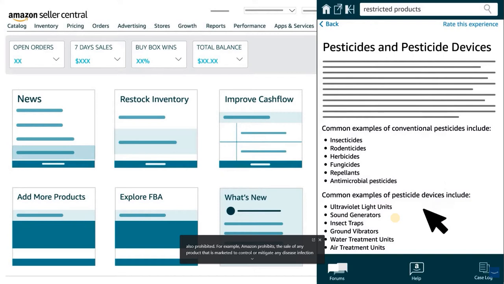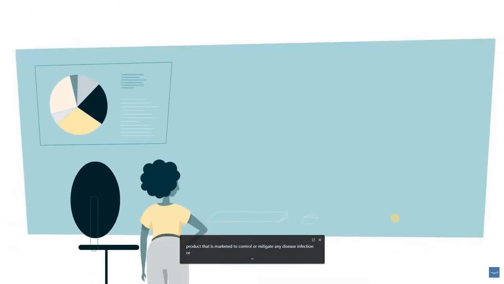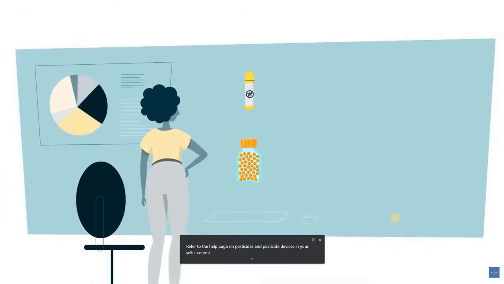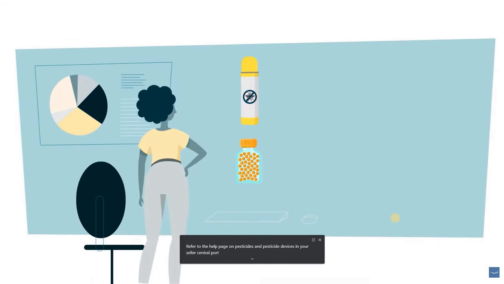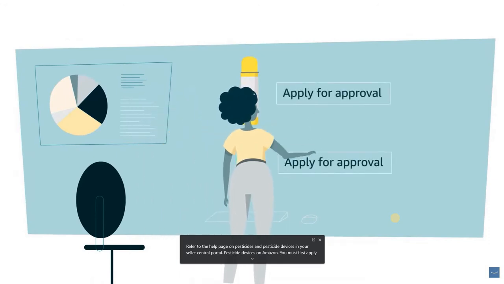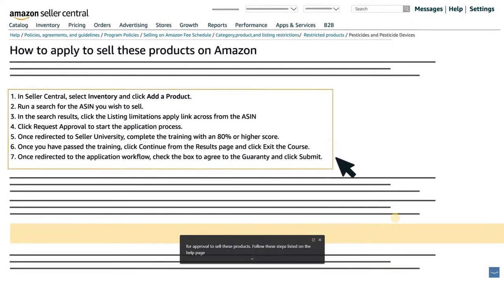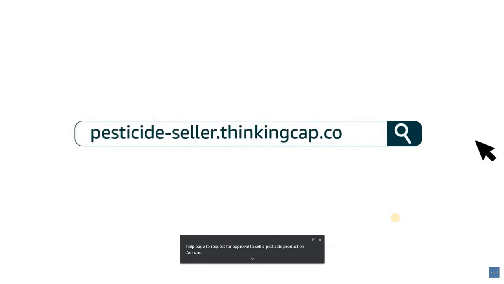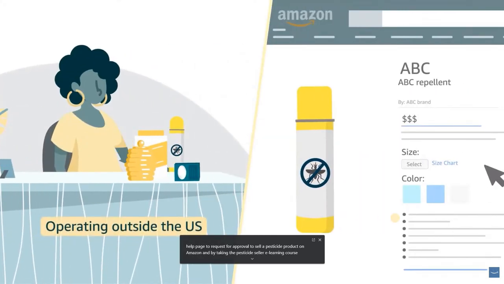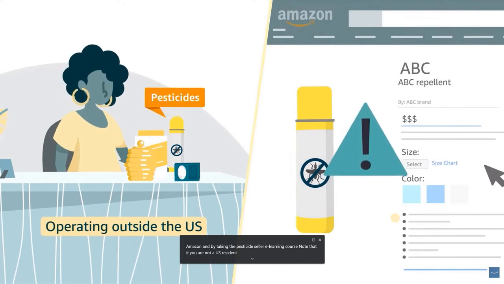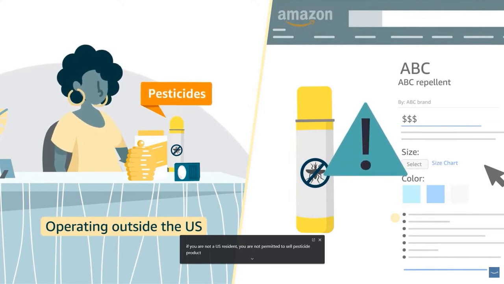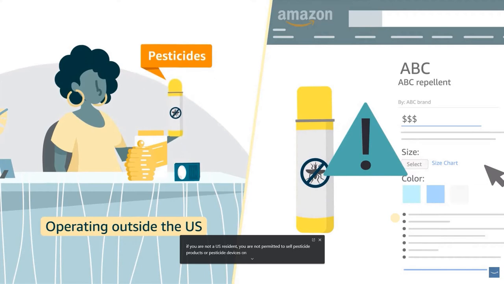If a selling partner wishes to sell pesticides and pesticide devices on Amazon, you must first apply for approval to sell these products. Follow these steps listed on the help page to request approval to sell a pesticide product on Amazon, and by taking the Pesticide Seller e-learning course. Note that if you are not a U.S. resident, you are not permitted to sell pesticide products or pesticide devices on Amazon.com.